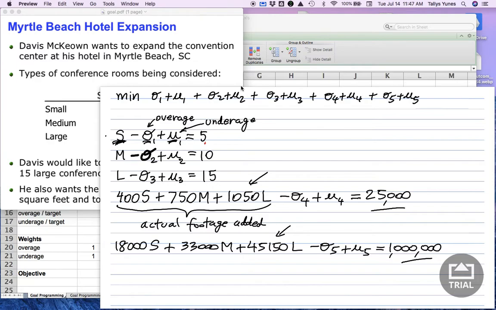So imagine the following solution. I make all O's and U's equal to 0, except, let's say, the O of the small room that I make equal to 1.